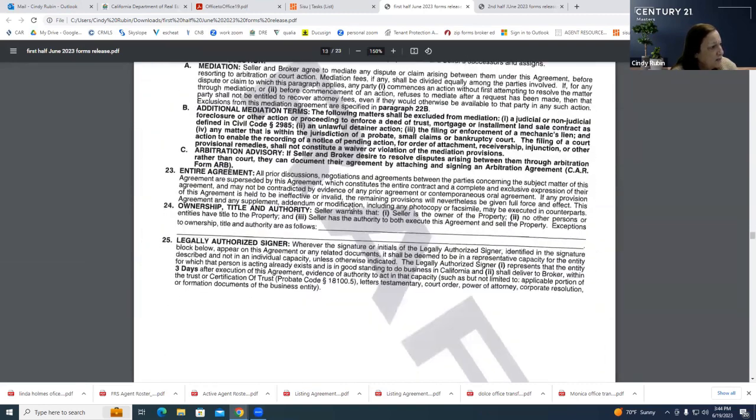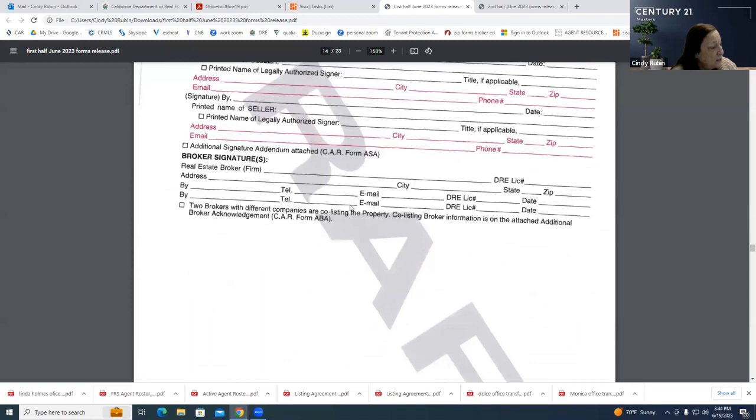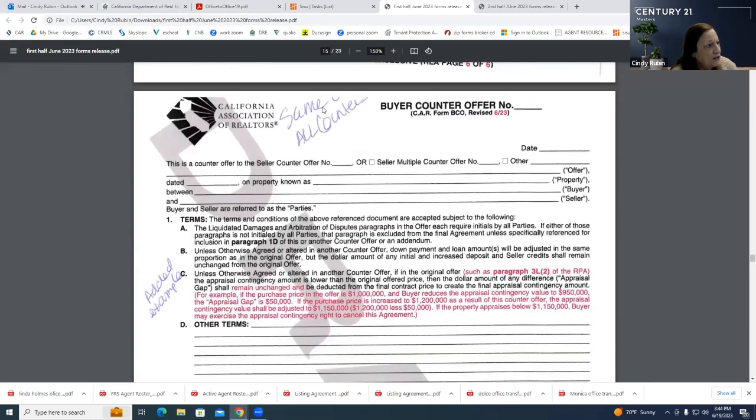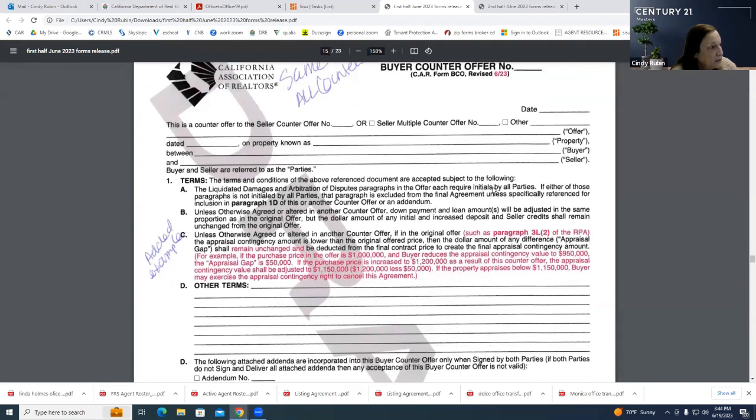I think that's it for the listing agreement. Yes. Okay, buyer counter. This is the same for all counters. You're only going to see one today, but this is added to all the different counter offers, the multiple, the buyer, the seller, it's on all of them. Okay, so this is one where it's so complicated that nobody was getting it, so they put an example.